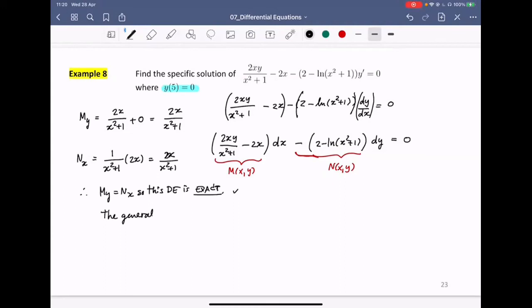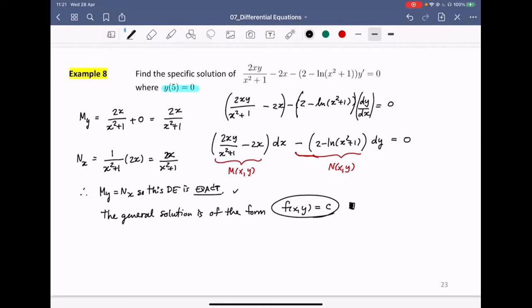is of the form f(x, y) equal to c. Up to this point, if it is on the exam, you get 50% already. Another 50% is you need to find the function f.